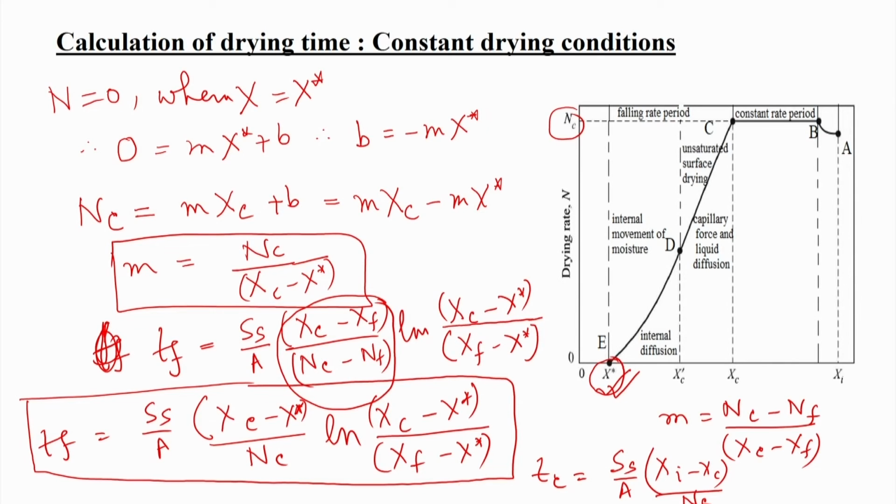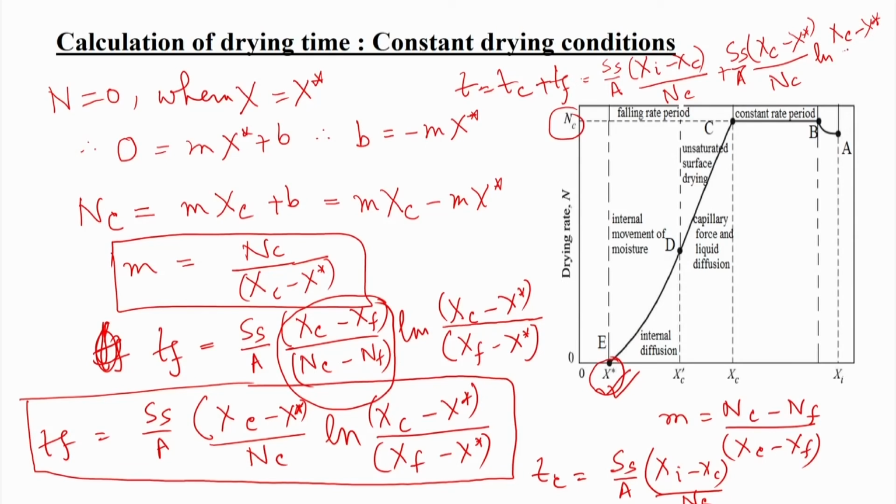So, for this case, total time is equal to t_c plus t_f, which is S_s/A into (x_i - x_c)/n_c plus S_s/A into (x_c - x*)/n_c into ln((x_c - x*)/(x_f - x*)). So, this is the total drying time.